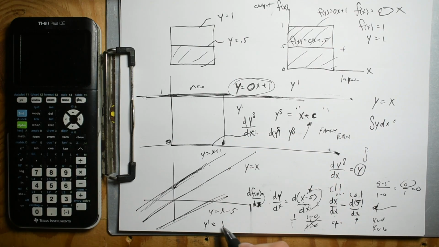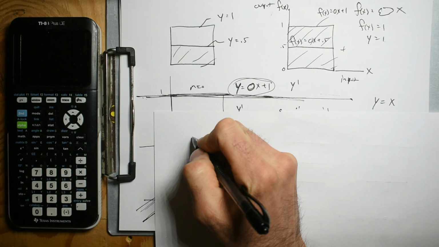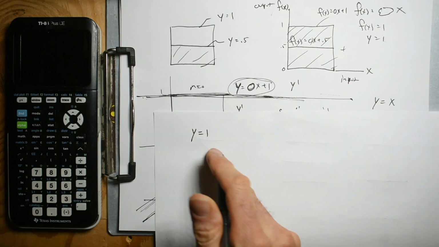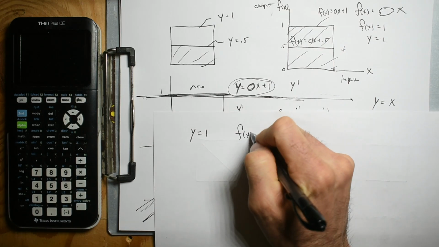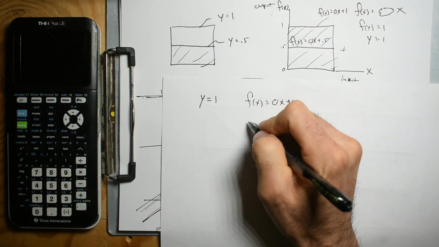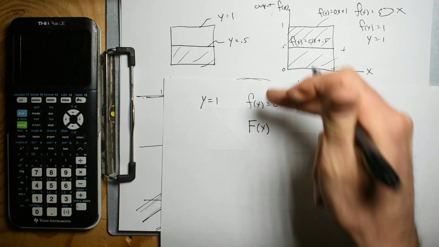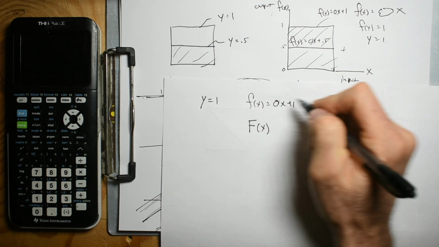Because what if I chose this as my function? And might as well do that. So I'm going to choose, so if I start with the function y is equal to 1, which I'm going to say is 0x plus 1, and then this is where they use, this is why they use capital F. Capital F of x means the integral.